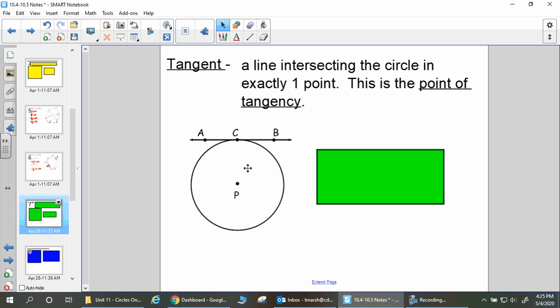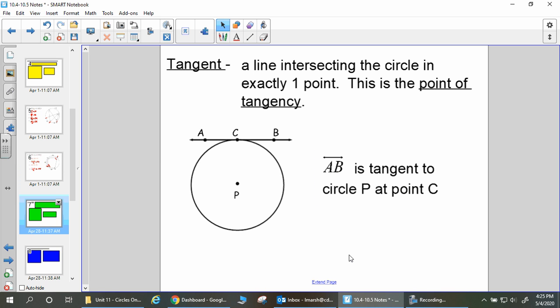And so I can have a line that just sort of scoots right past a circle and it just hits that one point on that very edge. That is the point of tangency. So line AB would be considered tangent to circle P at point C. So it's telling you where it's tangent to that circle, meaning what's the point that they both share.